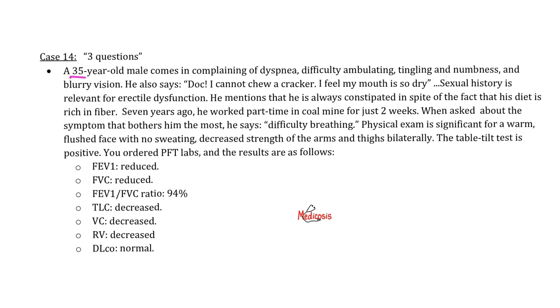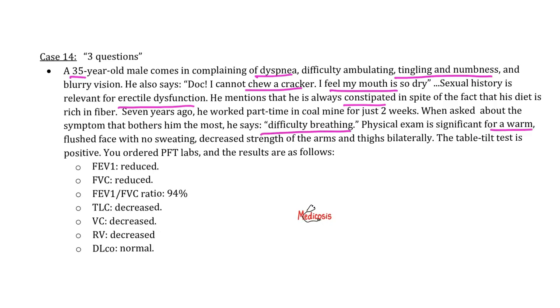We have a 35-year-old male complaining of dyspnea, difficulty ambulating, tingling and numbness, and blurry vision. The patient says, "Doc, I cannot chew a cracker. I feel my mouth is so dry." Sexual history is relevant for erectile dysfunction. He mentions that he is always constipated in spite of the fact that his diet is rich in fiber. Seven years ago, he worked part-time in a coal mine for just 2 weeks. When asked about symptoms that bother him the most, he says difficulty breathing.